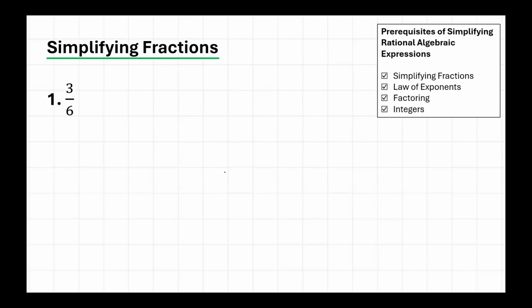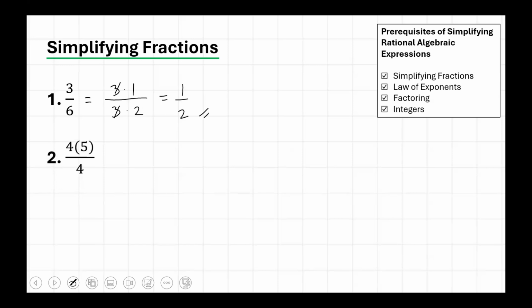To simplify fractions, we need to make sure that there are no more common factors in numerator and denominator. In our first example, 3 over 6, we can say that the numerator can still be written as 3 times 1, and the 6 can be written as 3 times 2. And here, 3 is still common in both numerator and denominator. So if we cancel that out, it will give us 1 over 2, which is the simplified form of 3 over 6.